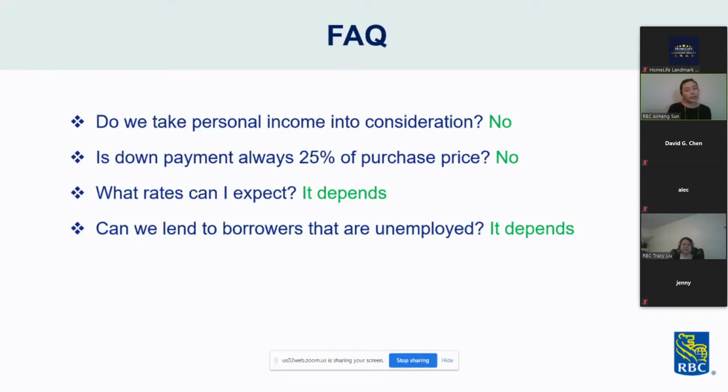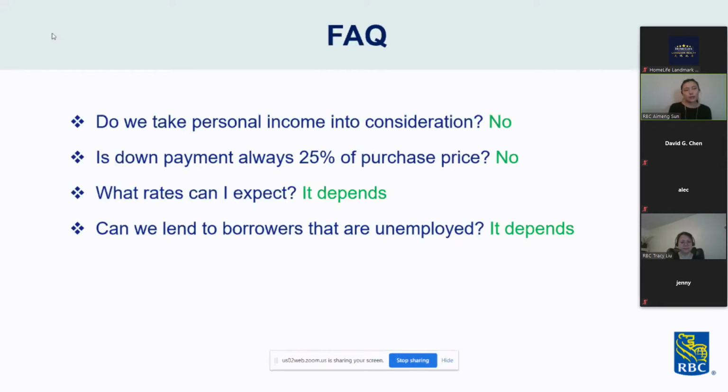Next question: is the down payment always 25% of the purchase price? The answer is again no. As I mentioned earlier, the purchase price may be much higher than the lending value determined by the bank for various reasons. The rule is we lend up to 75% of the purchase price or the lending value, whichever is less. If the lending value based on the actual rent is much lower than the purchase price, then the down payment could be as much as 35, 40, even 45% of the cost.